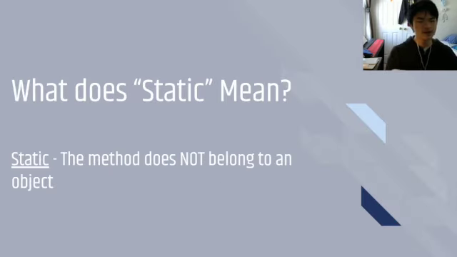Now, what does static mean? Well, static means that the method does not belong to an object. And again, I'm pretty sure you have no idea what this means as of right now. But basically what it means is we have objects that we can make in Java, and objects have properties. Now, static methods are not a part of an object. I don't think that made much more sense, but it's okay.